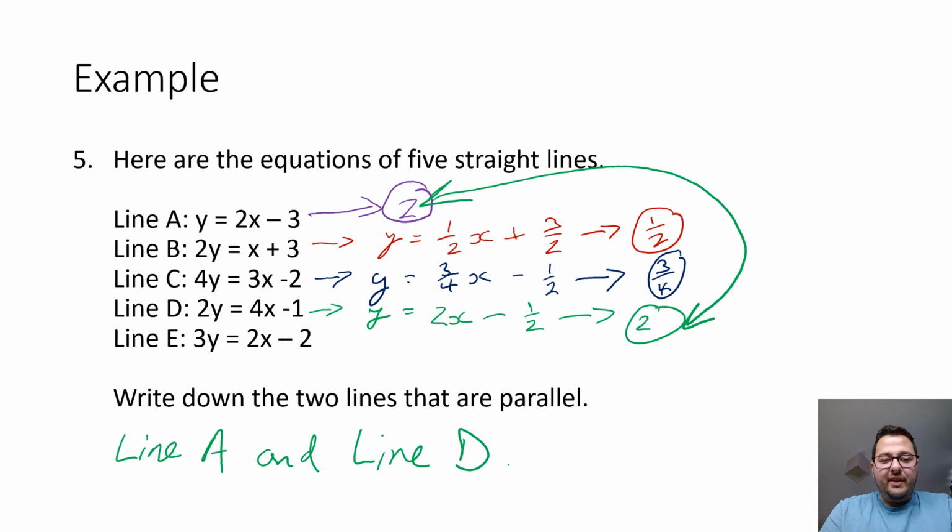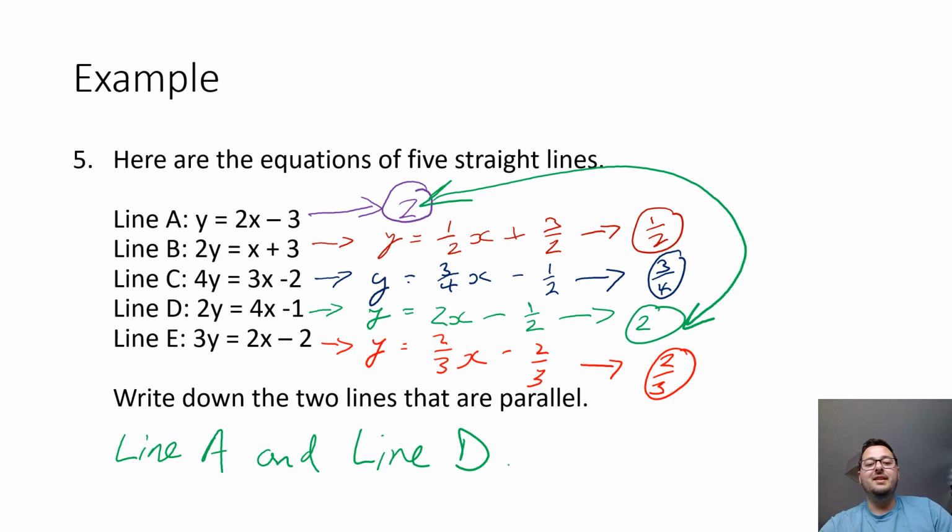And let's just double check the last one just in case we get something else. So here we've got 3y equals 2x minus 2, so let's divide by 3. And we end up with y equals 2 over 3x minus 2 over 3. So the gradient of this is 2 over 3. So that's no good either. So it's lines A and line D.